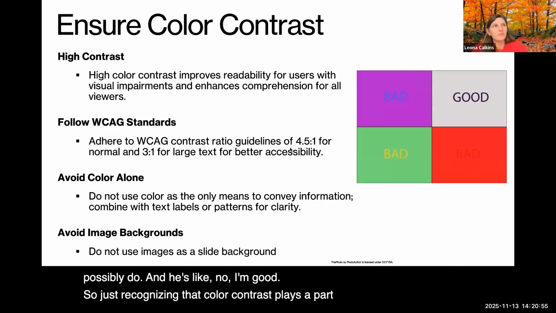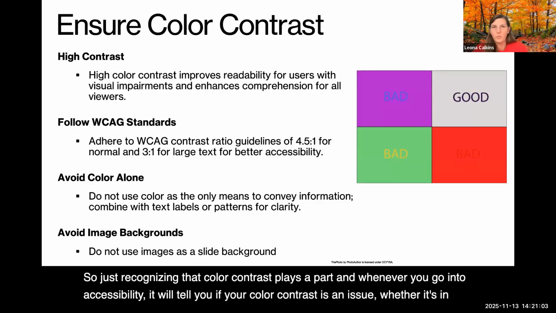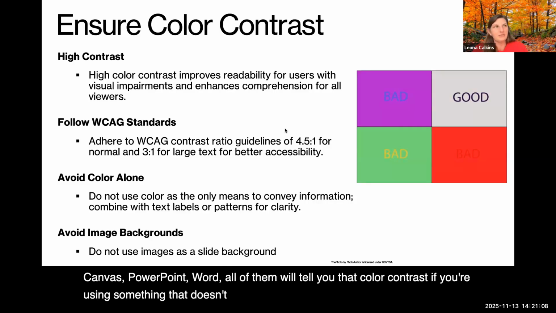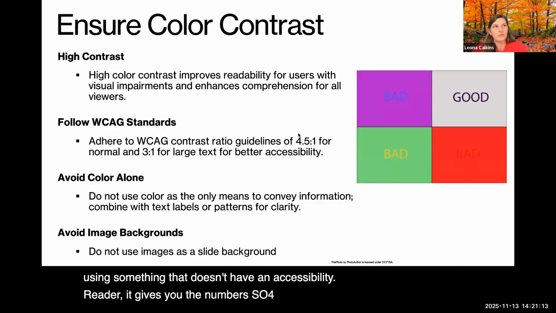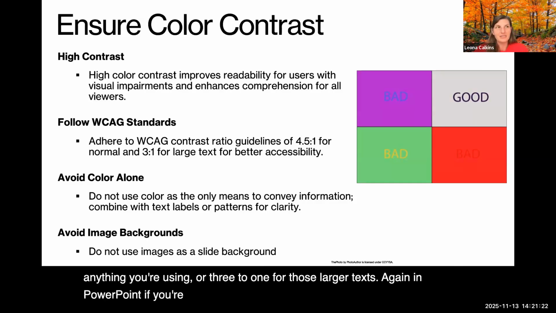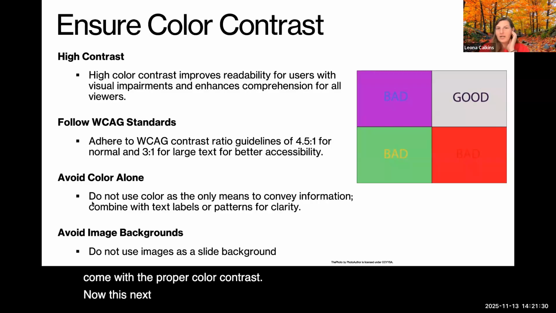And whenever you go into accessibility, it will tell you if your color contrast is an issue, whether it's in Canvas, PowerPoint, Word, all of them will tell you that. If you're using something that doesn't have an accessibility reader, it gives you the numbers. So 4.5 to 1 for any sort of normal text, or 3 to 1 for larger text. Again, in PowerPoint, if you're using their pre-made templates, they're all going to come with the proper color contrast.